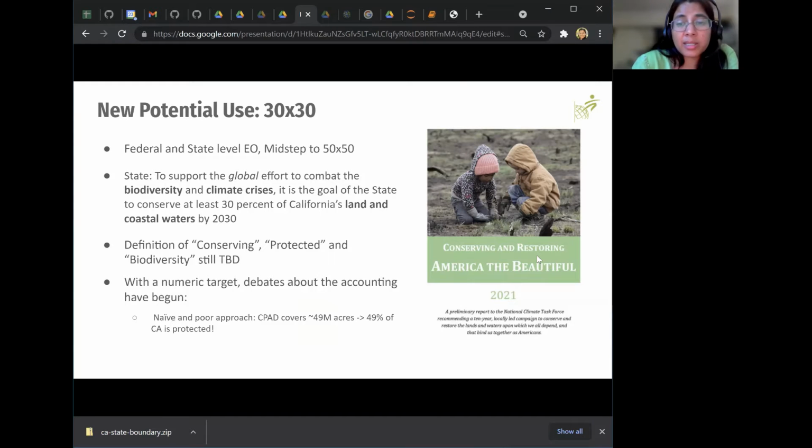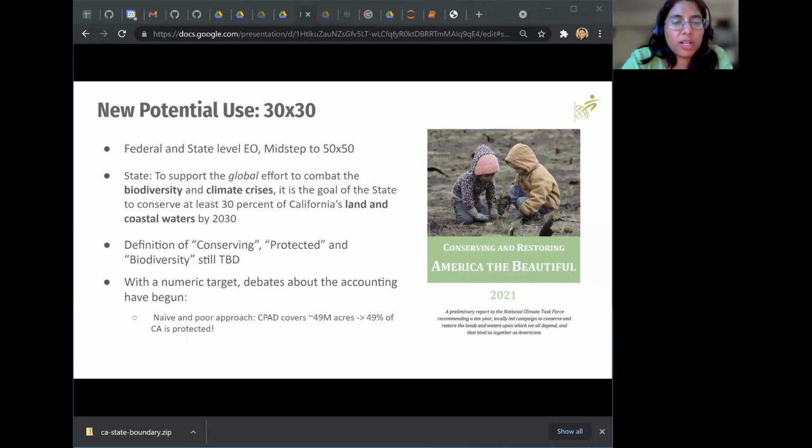30 by 30 is the nickname for the state and parallel federal effort to conserve at least 30% of land and coastal waters by 2030. It's a midpoint for 50-50. Definitions of conserving, protecting, and biodiversity are still being determined, but with a numeric target, it encourages a debate. For example, a naive approach for CPAD would be to say that 49 million acres are included in the California Protected Areas Database, and so 49% of California is protected.